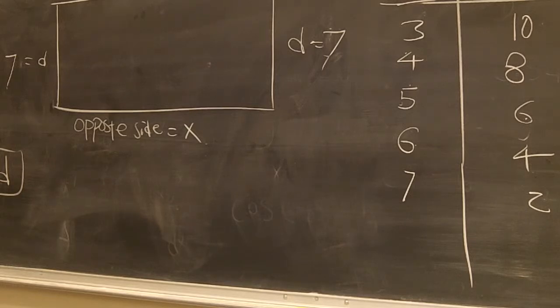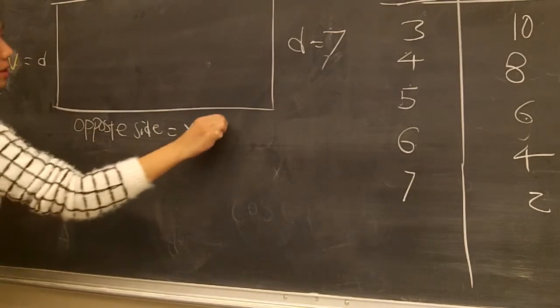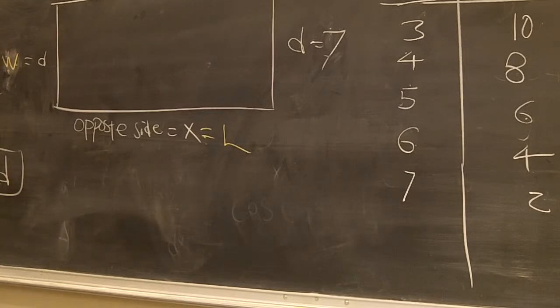Then what's the area here? 16 minus 2d and what? Times 7? Wait, no. Why 7? We don't want any specific number. We just want a general formula. Length. Oh, so this is width, this is length. So times width. What is width? D.